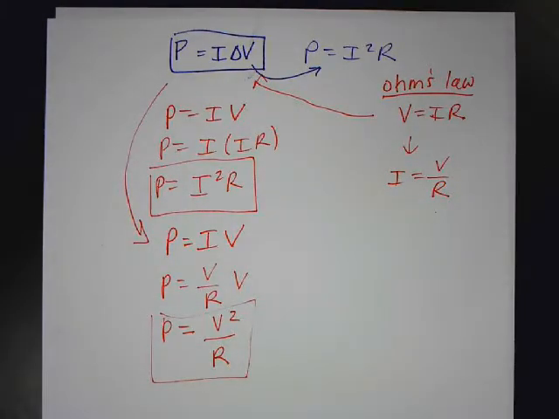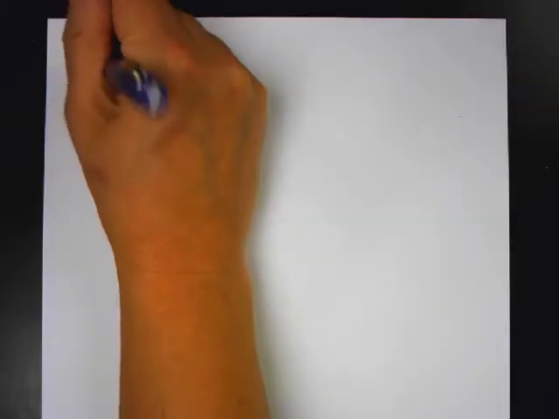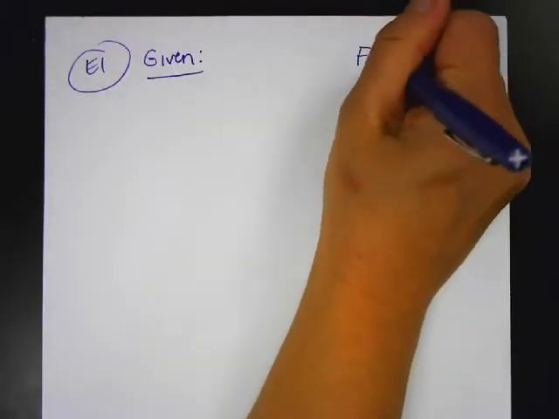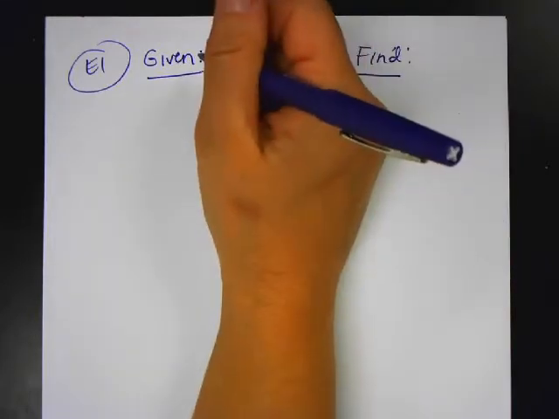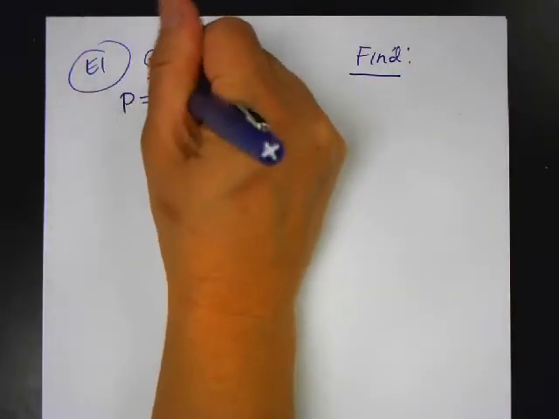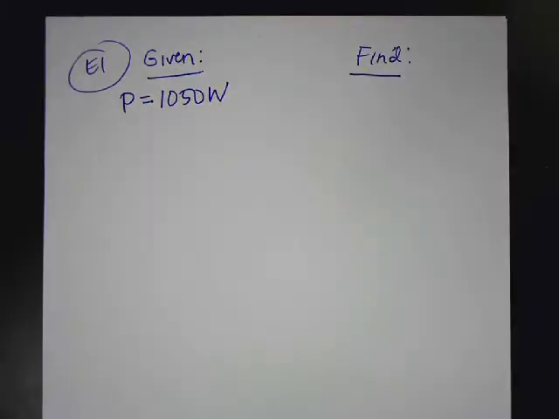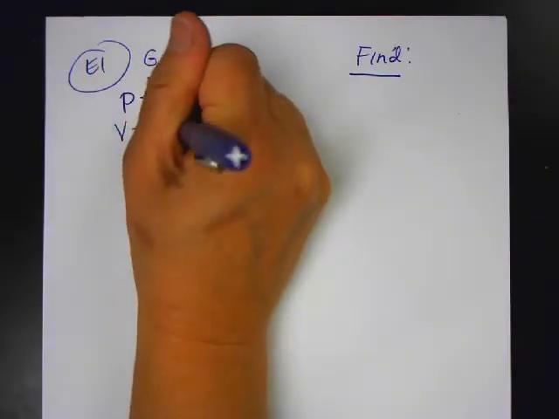All right, now we're just going to do the first homework problem on power. So let's just do number 1. So we're going to do E1. So it says a 1050 watt heating toaster. So I'm going to write my given. I'm going to write my find. So that's the power because it's measured in watts, 1050 watts, is on a household circuit of 120 volts. So V is equal to 120 volts.